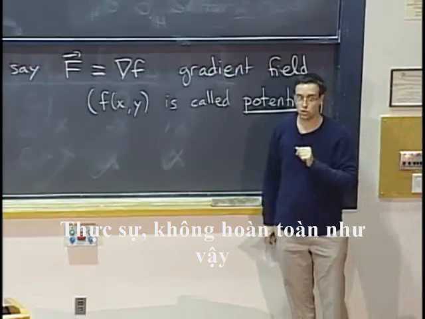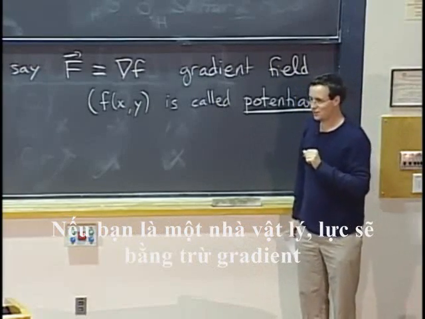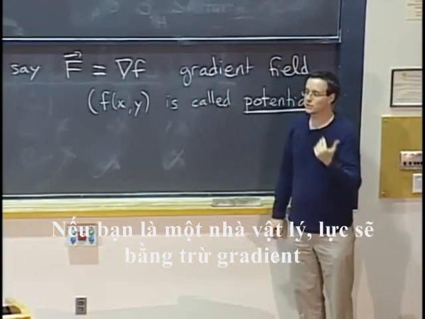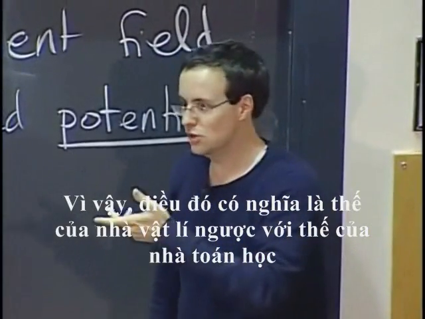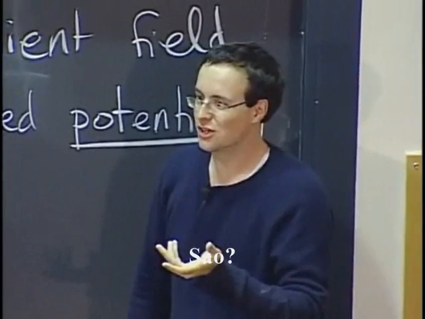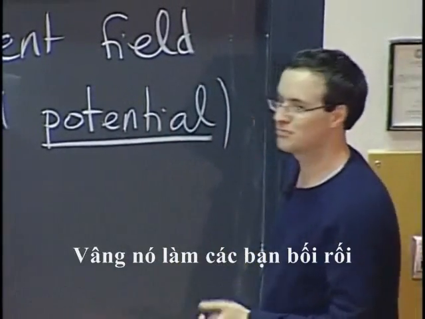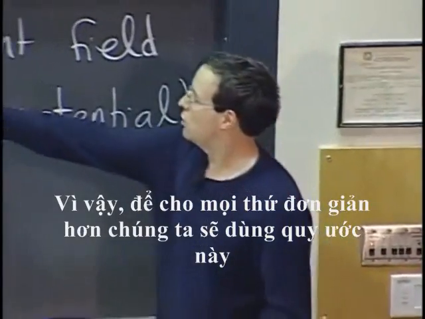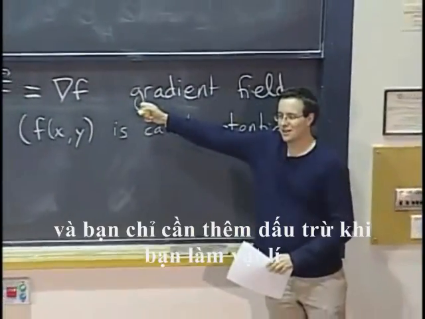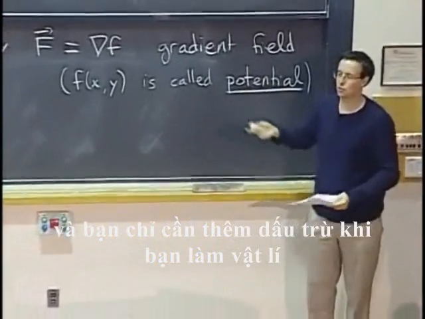Actually, not quite. If you're a physicist, then the force will be negative the gradient. So that means that physicists' potentials are the opposite of a mathematician's potential. Okay, so that's just here to confuse you. It doesn't really matter, but to make things simpler, we are using this convention, and you just put a minus sign if you're doing physics.